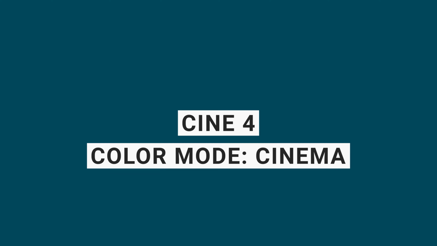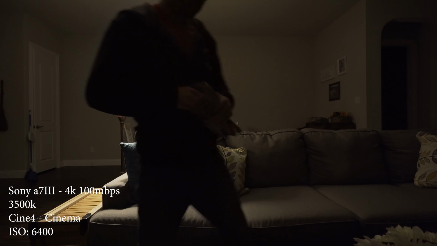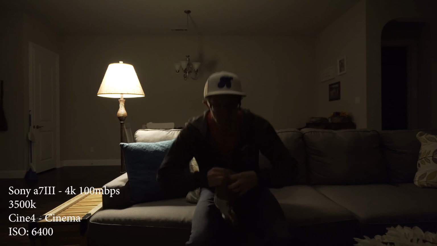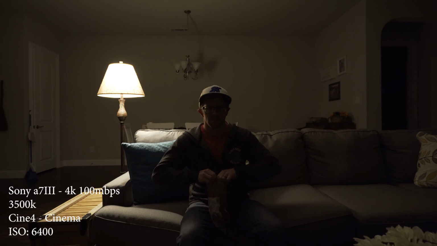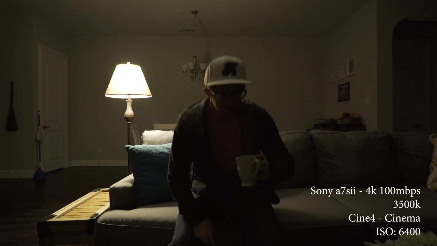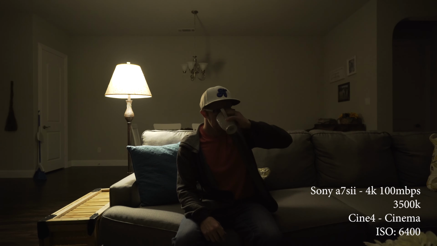All right, now over to Cine 4. This seems to be a really popular picture profile. This one I still kept the color mode at cinema to keep everything the same. Looking at the A7 III, and then over to the A7S II. All right, definitely more grainy it looks like on my end. I'm not sure what y'all are seeing.